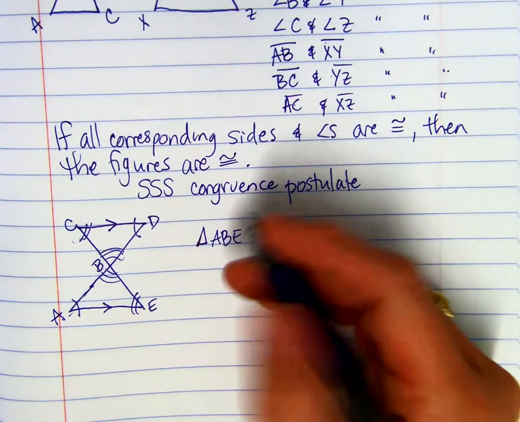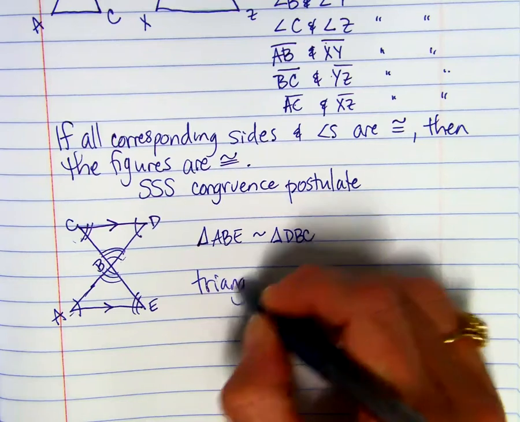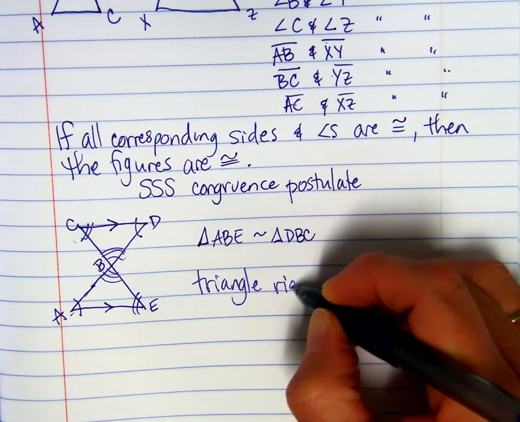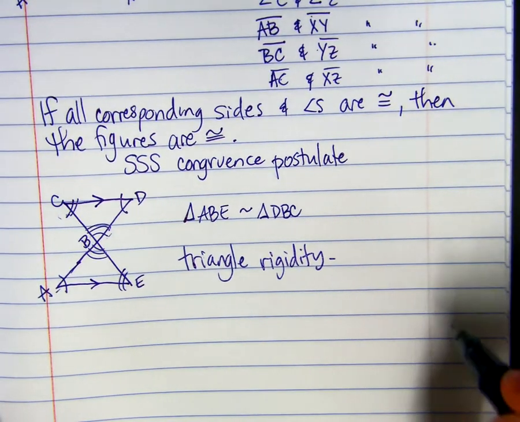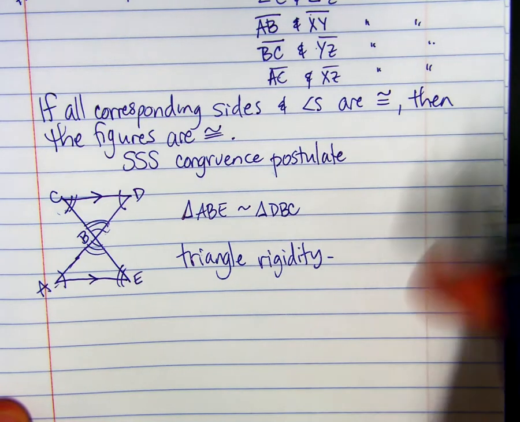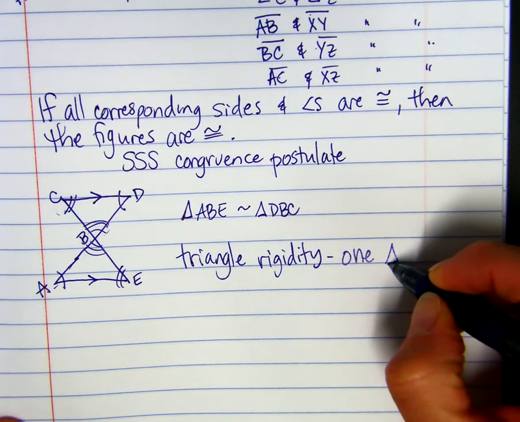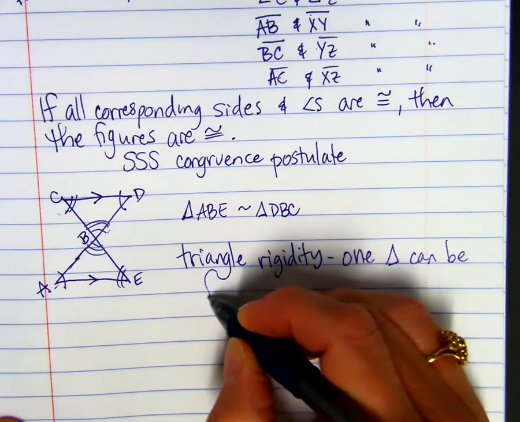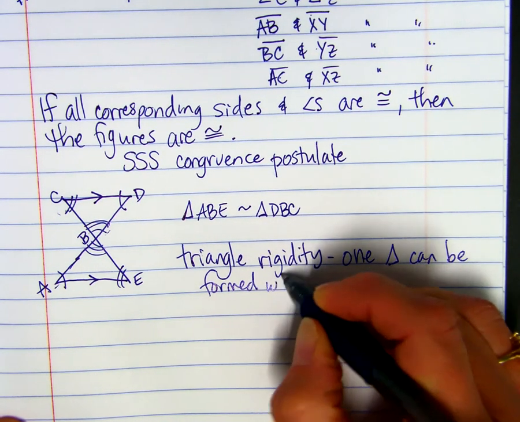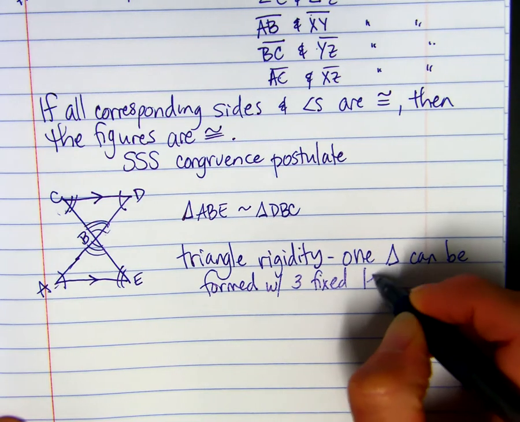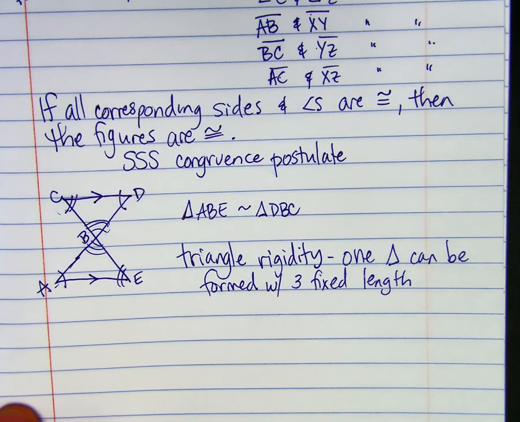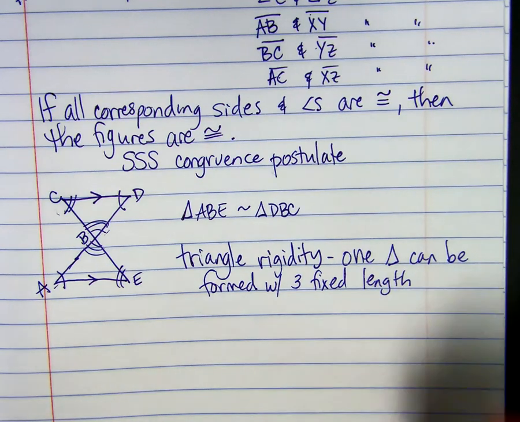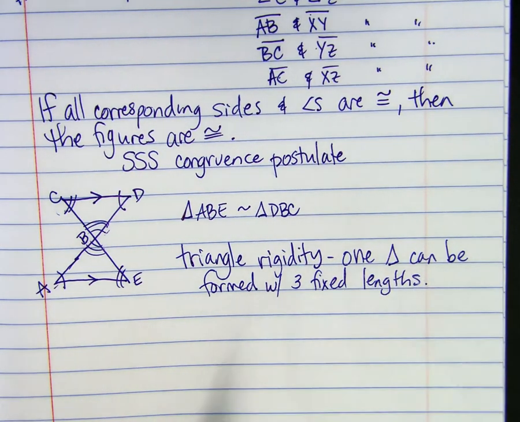SSS congruence. Triangle rigidity. I feel like it is like the name, rigid. It can't be moved. And this just means that one triangle can be formed with three fixed lengths. So if you're given three lengths that make a triangle, you can only make one triangle out of it. You can't make multiple triangles with three fixed lengths.